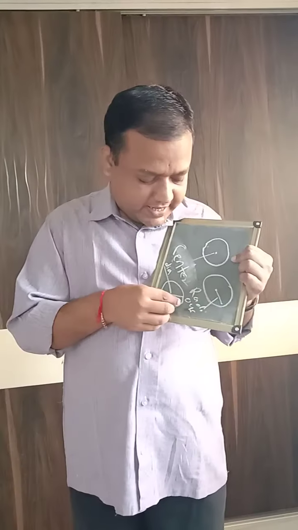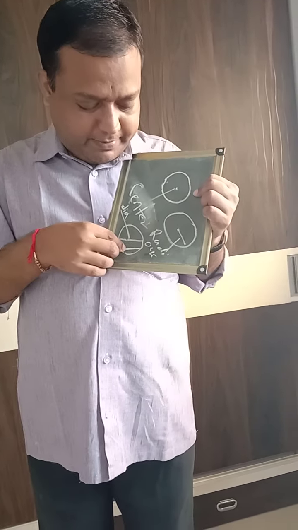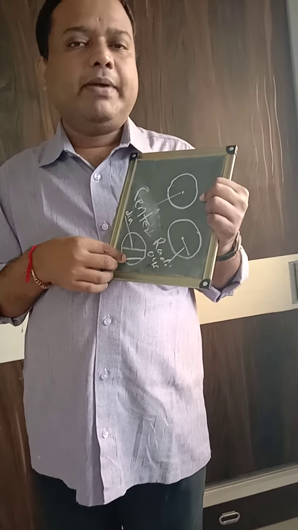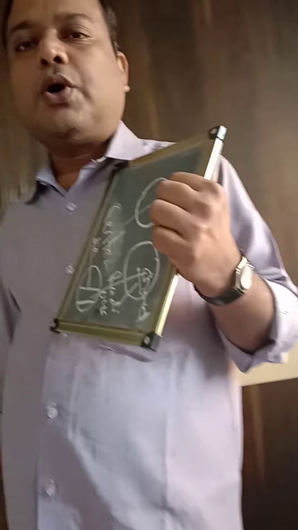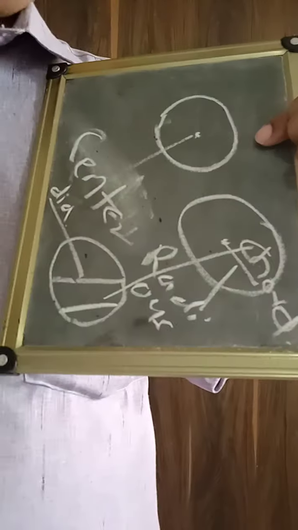And another thing is that a segment which is shorter than the diameter is called a chord. A segment which is less than the diameter is called a chord.